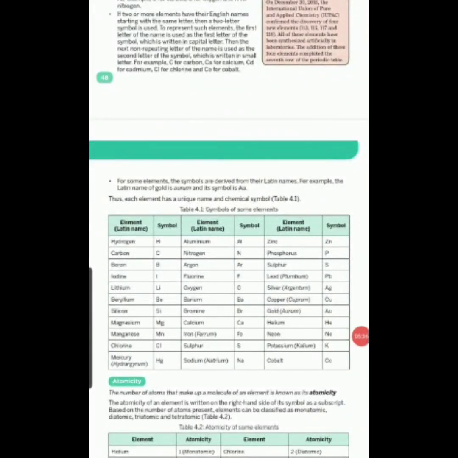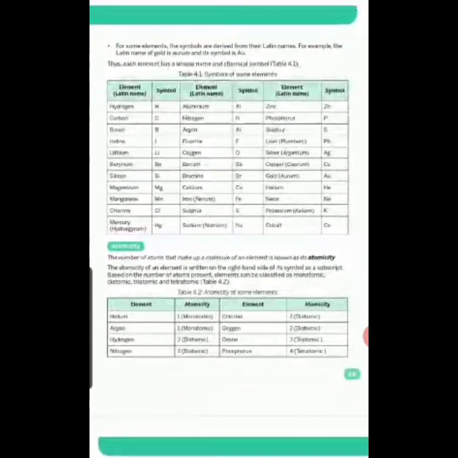Next we have atomicity. The number of atoms that make up a molecule of an element is known as its atomicity. The atomicity of an element is written on the right-hand side of its symbol as a subscript. Suppose hydrogen is present in a water molecule in the form of H2, and along with the H2 we have O, because a water molecule contains H2O. So hydrogen has two atoms and oxygen is single only. What we write as 2 is known as its subscript.